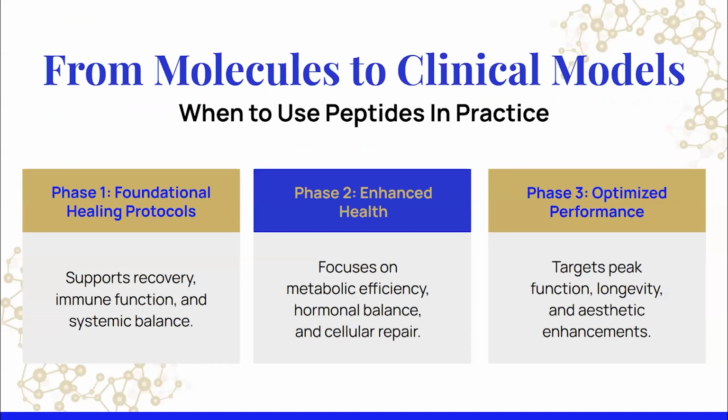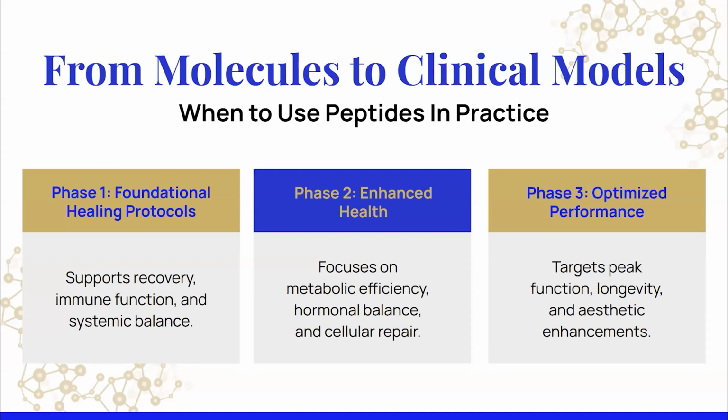From molecules to clinical models, when to use peptides in clinical practice. You've heard me already tee this up. Think about it: 3 out of every 4 people, unfortunately, due to the statistics, who are going to come into our clinical practice are already in some state of dysfunction on their path to disease. 3 out of every 4, which means phase 1 is foundational functional healing protocols. This is where we are supporting everything from recovery, immune function, system balance, detoxification. We're dealing with the problems in phase 1. Phase 2, often I'll show a graph of what I like to call the health continuum.